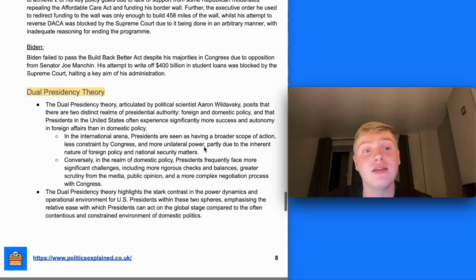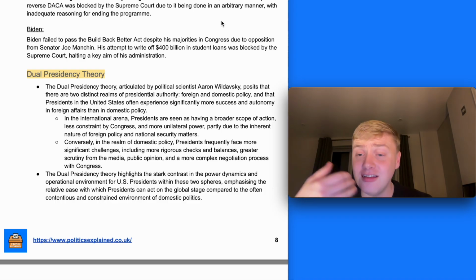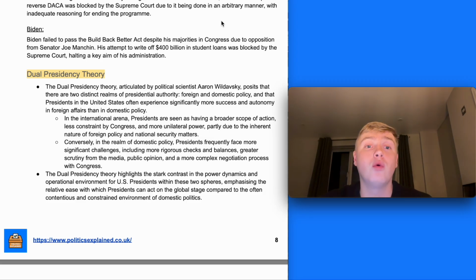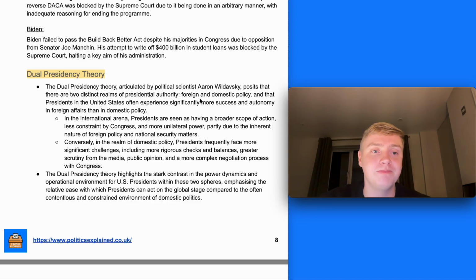It can also be seen in the fact that Biden failed to pass the Build Back Better Act, despite majorities in Congress, due to opposition from one senator in Joe Manchin, obviously along with the Republicans. And his attempt to write off 400 billion, I think it was 430 billion, in student loan debt was also blocked by the Supreme Court, halting a key aim of his administration and suggesting that the presidency is potentially imperiled and faces key constitutional constraints which really limit their power.